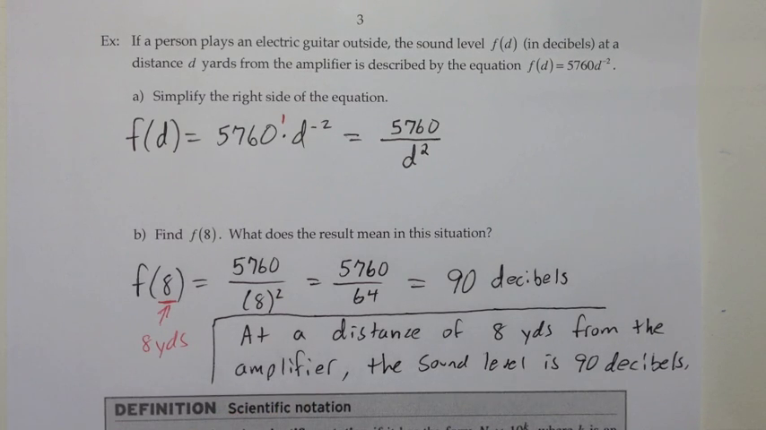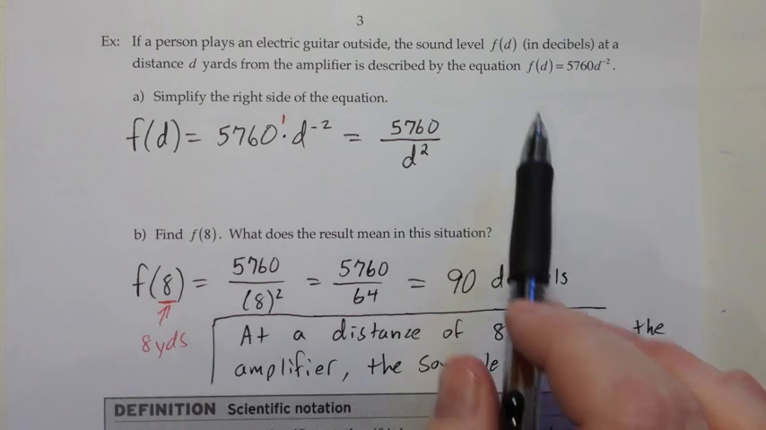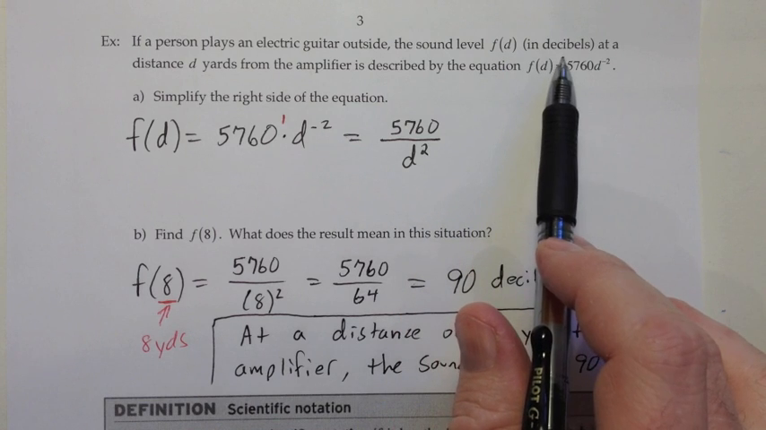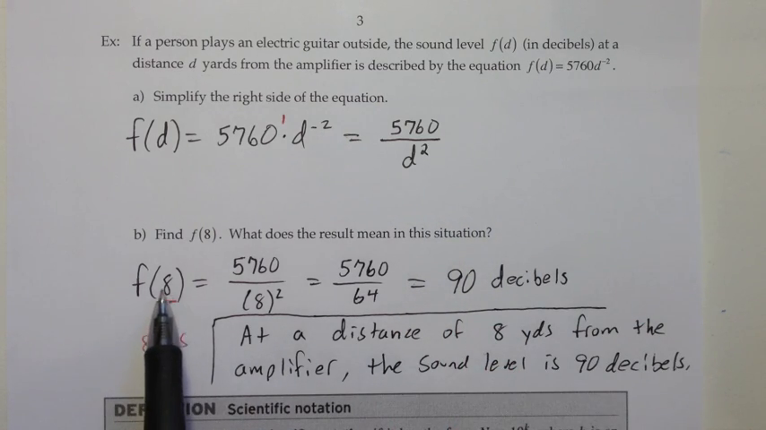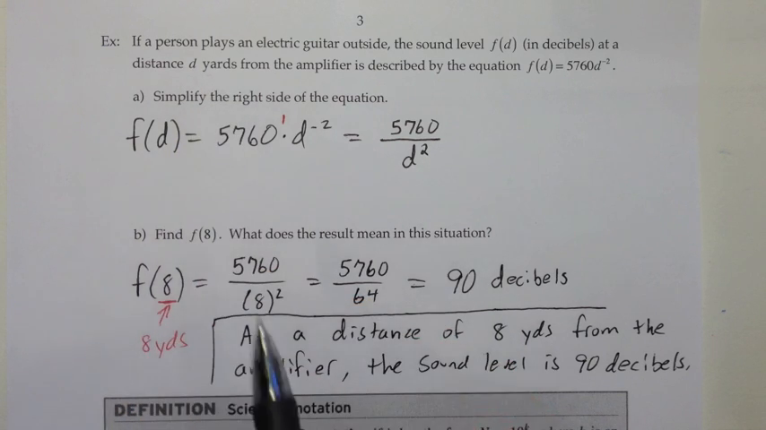So at a distance of 8 yards from the amplifier, the sound level is 90 decibels. I think the key when you're trying to interpret one of these, or say what it means in the situation, is to think about the units. When you get this value of 90, that was a value for F. So go up here and look, what are the units of F? Decibels. The number we put in, 8, was a replacement for D, so what were the units of D? Yards. And once I realize that it's 8 yards and 90 decibels, I can start putting it together into a sentence.